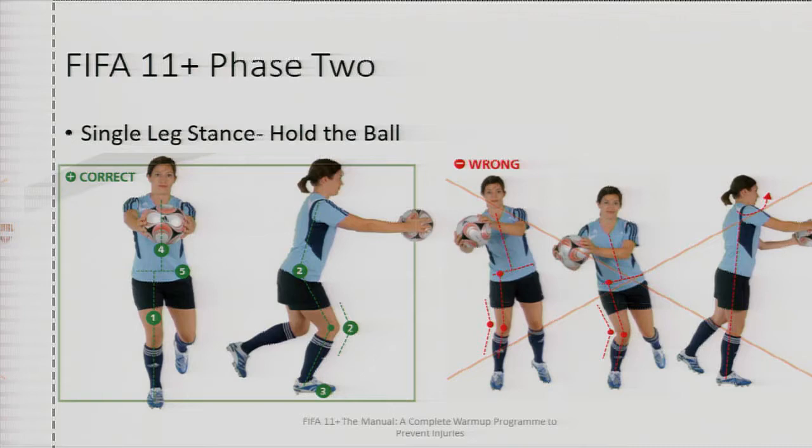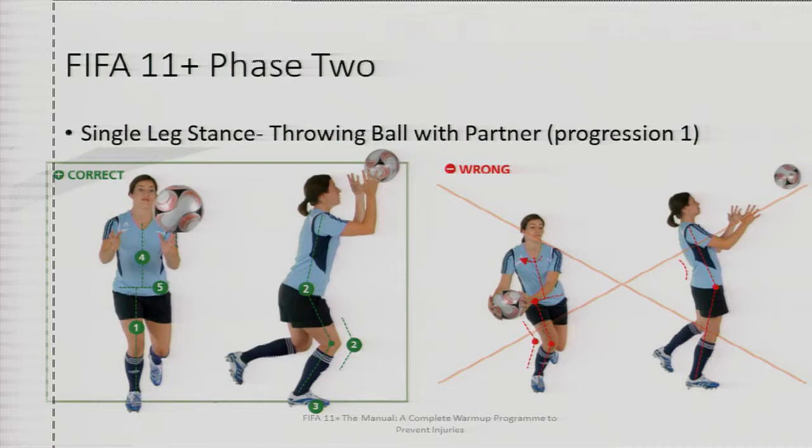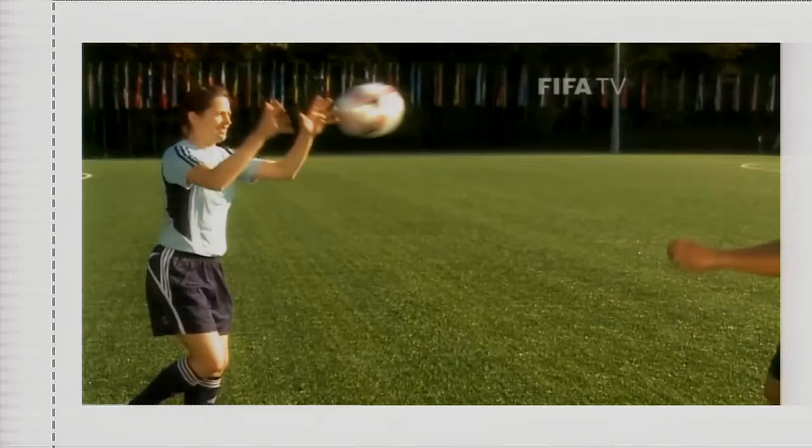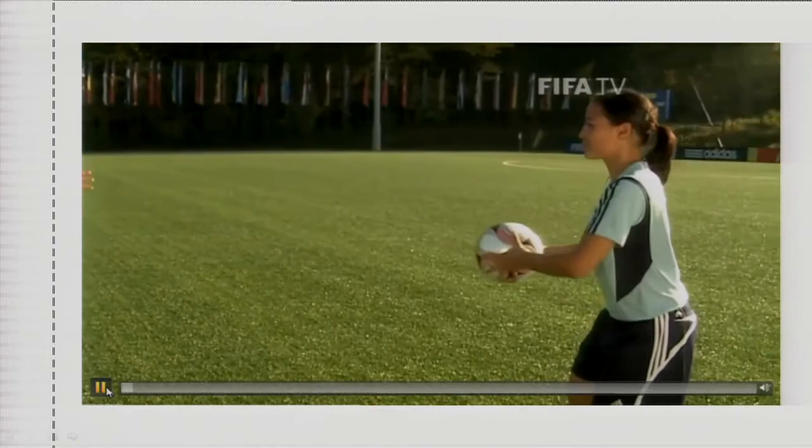The second phase is just going to be them standing across from a teammate, and they're going to be tossing the ball back and forth. This exercise improves leg muscle coordination and balance.